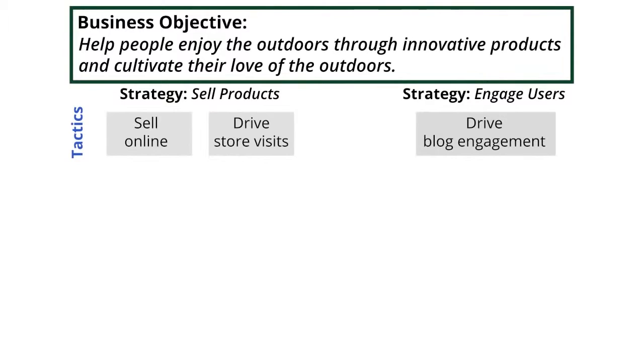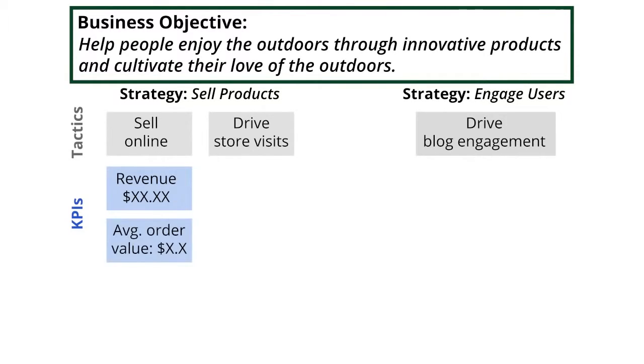The next step is to choose the key performance indicators, also referred to as KPIs. These are the measurements of your strategies and tactics and are the numbers that you'll look at day to day to understand how your business is performing. In our example business, for selling products, we're going to look at KPIs like how much revenue we're generating and the average order value for each transaction.